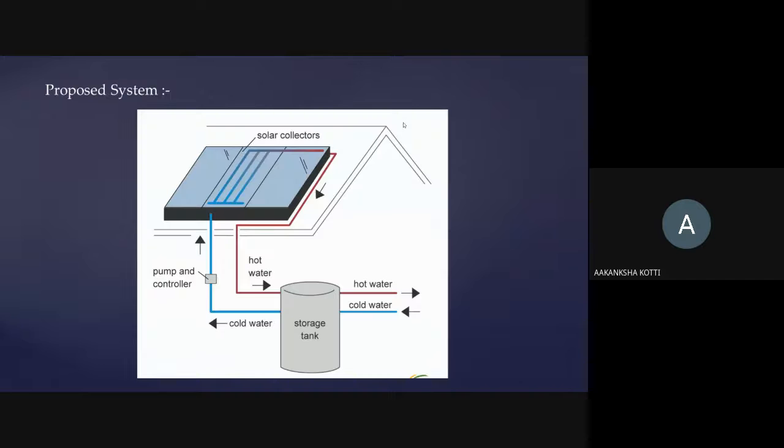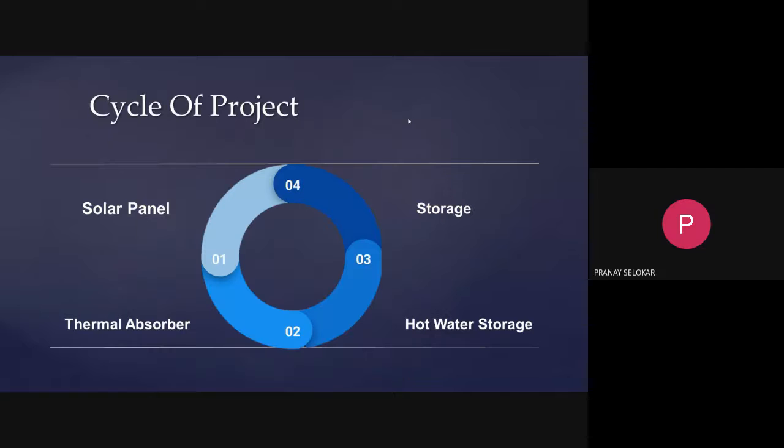Next, we'll be giving it to Pranay. Sir, this is the proposed system for our project. As you can see from the diagram, the solar panel is attached to the thermal absorber with the help of bolts and adhesive. Thermal absorbers are the copper tubes attached on the back side of the solar panel. These tubes are routed to the water tank for the storage of hot water, and the flow of water is controlled with the help of a pump.